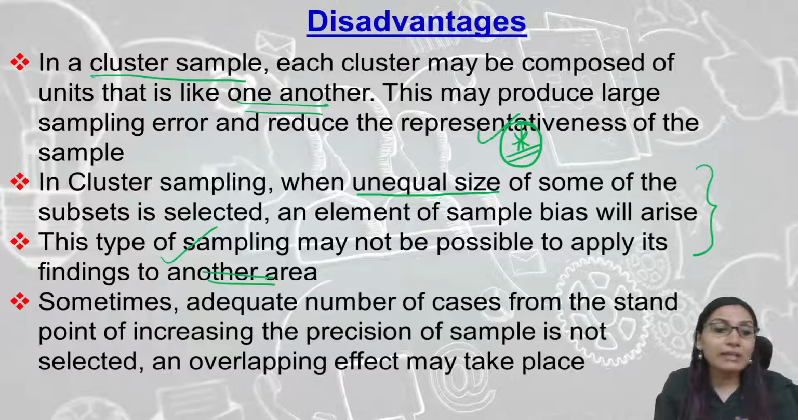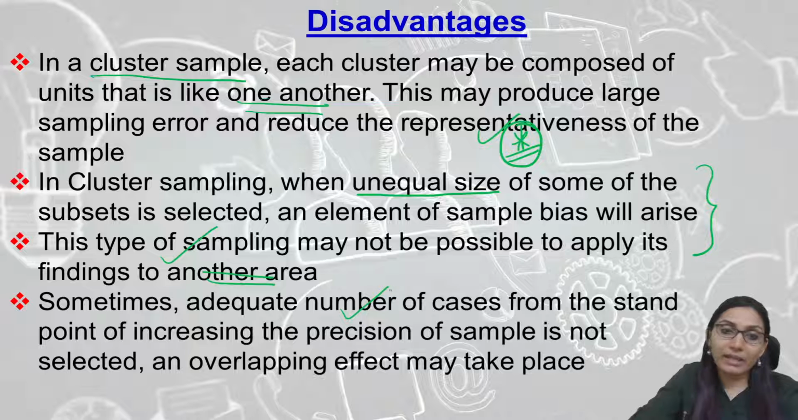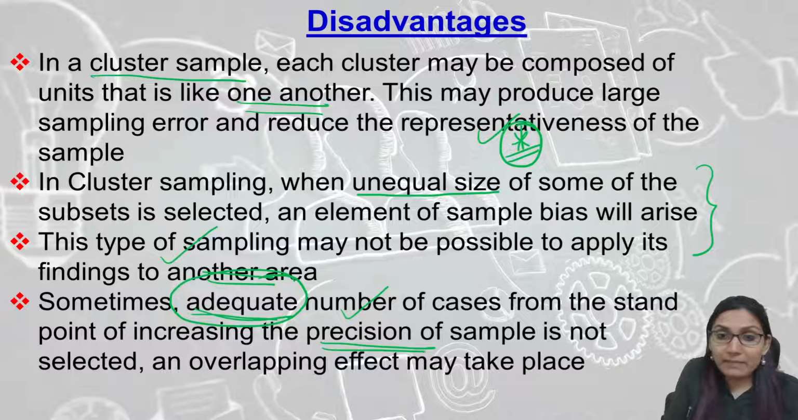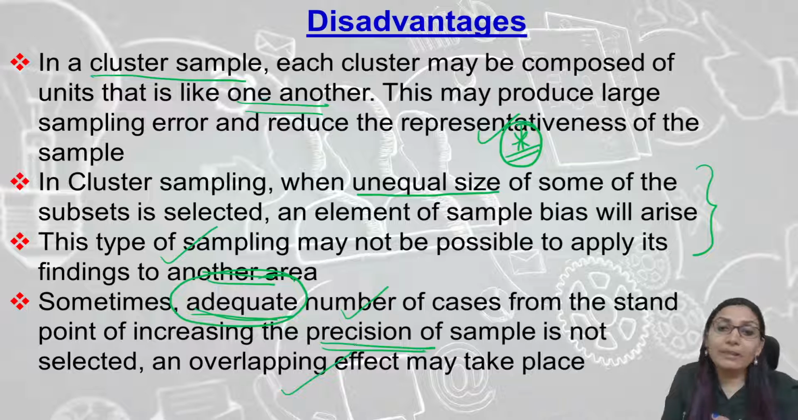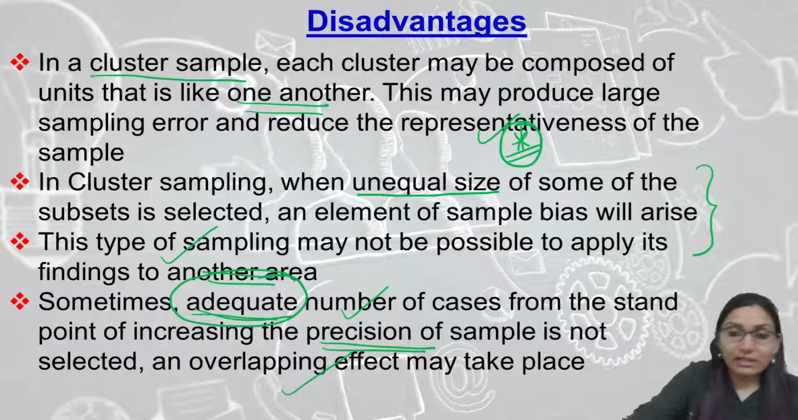Sometimes an adequate number of cases from the standpoint of increasing the precision of the sample is not selected, and in that case an overlapping effect can take place. Okay, so these are the disadvantages.